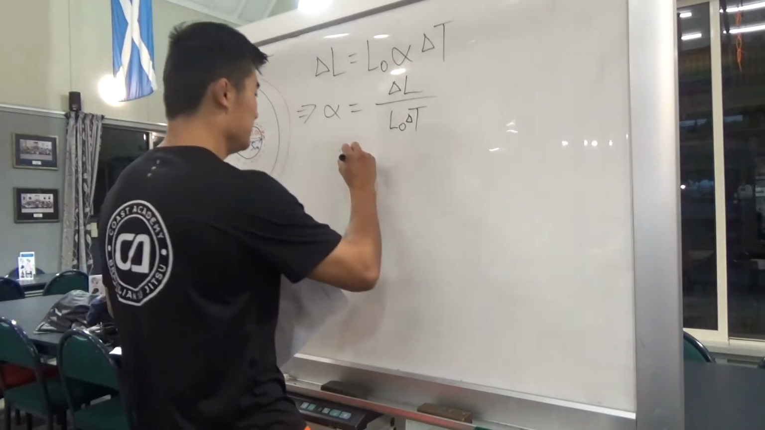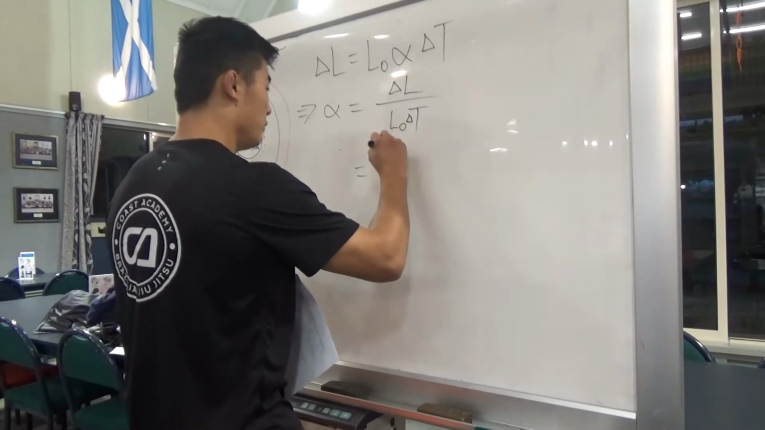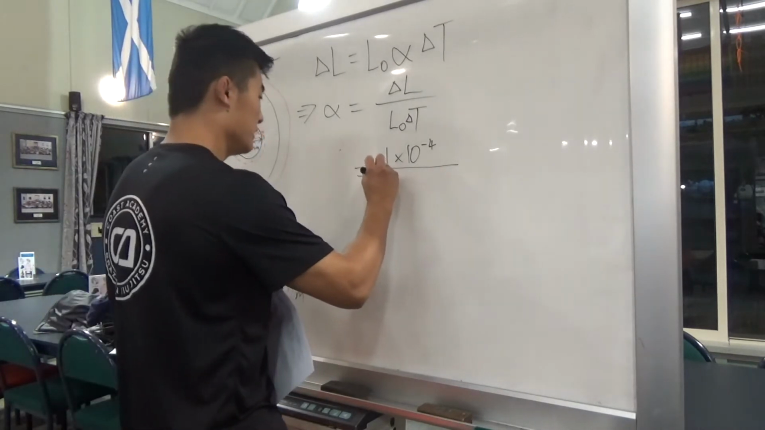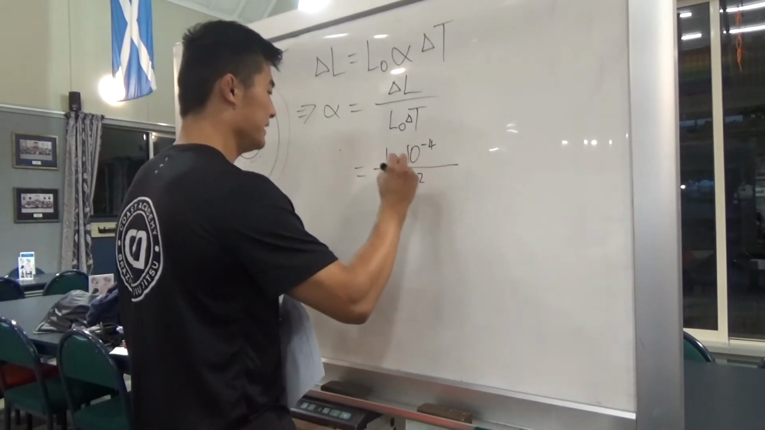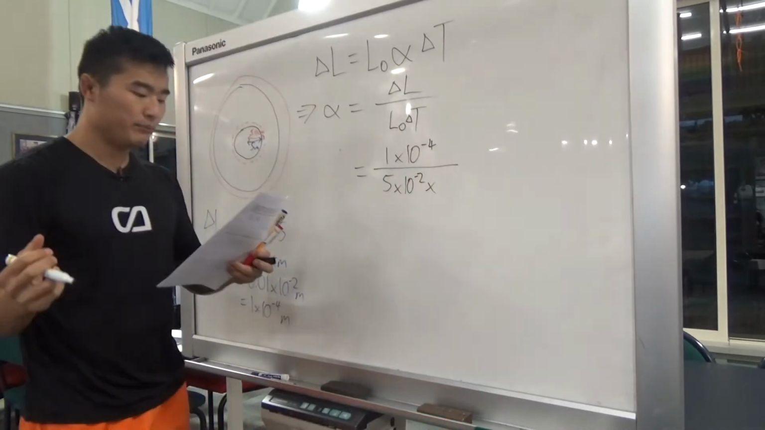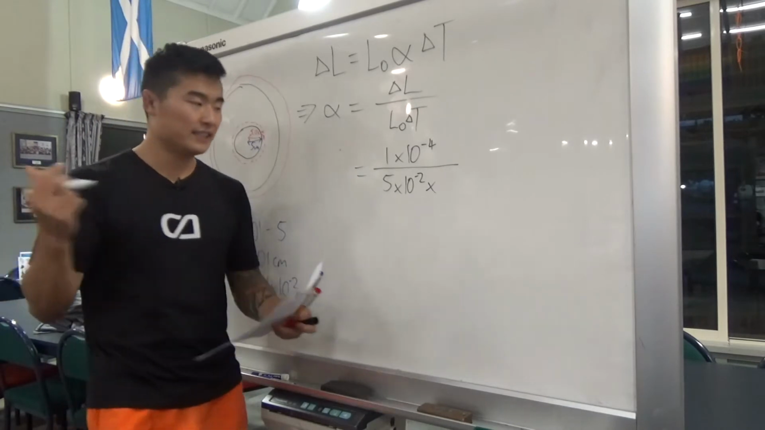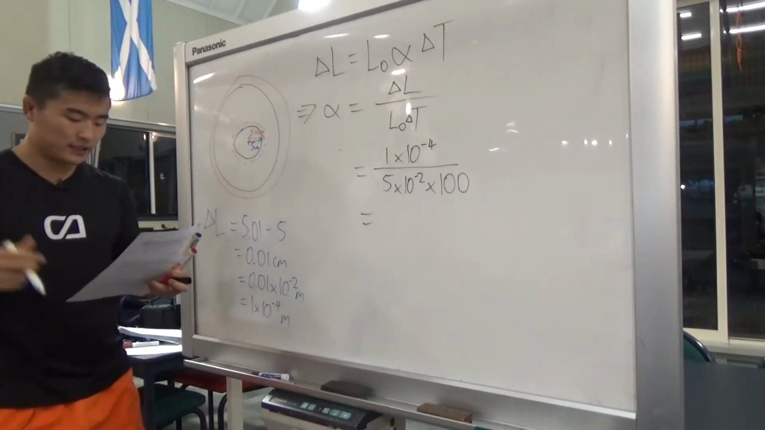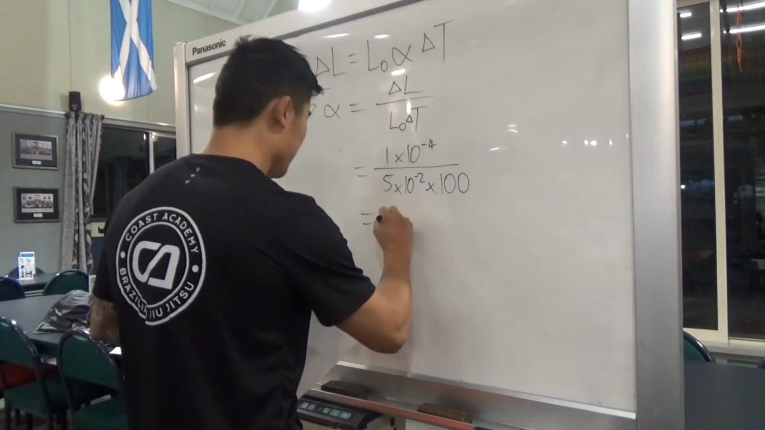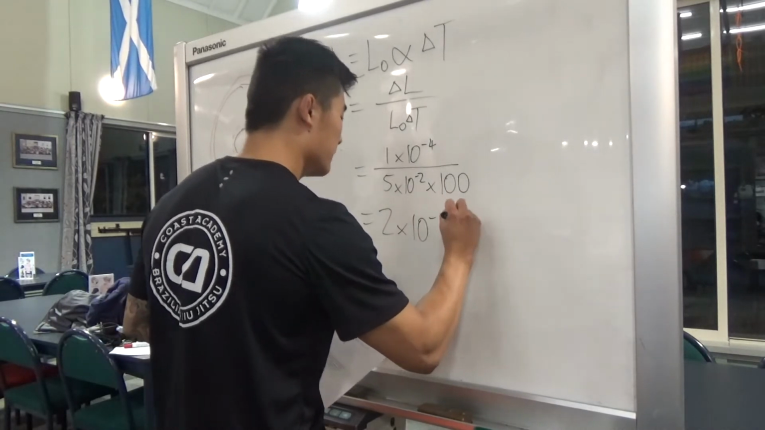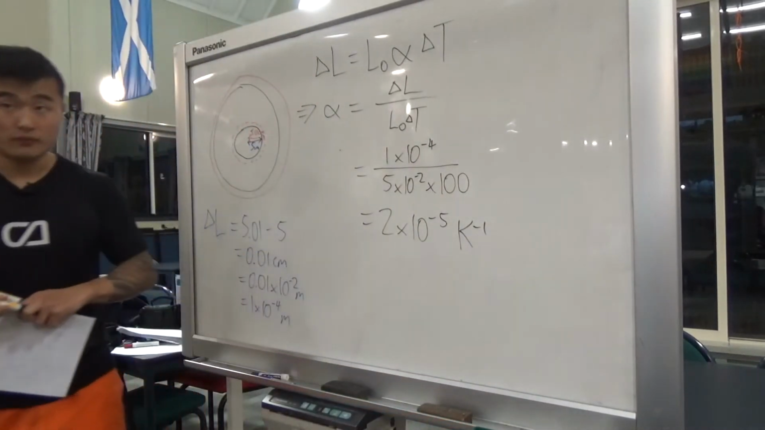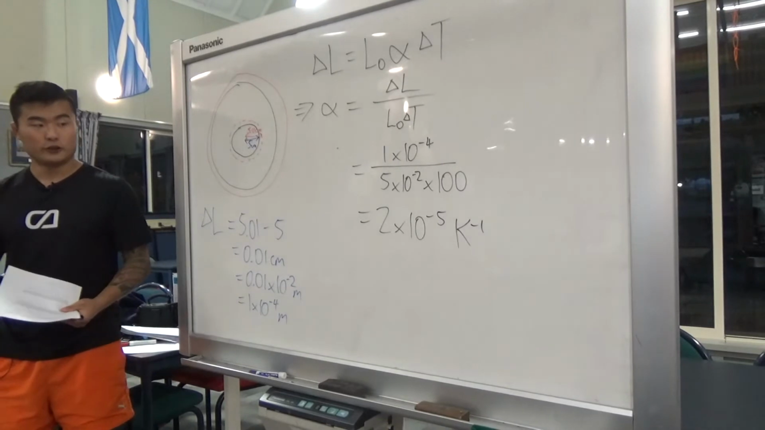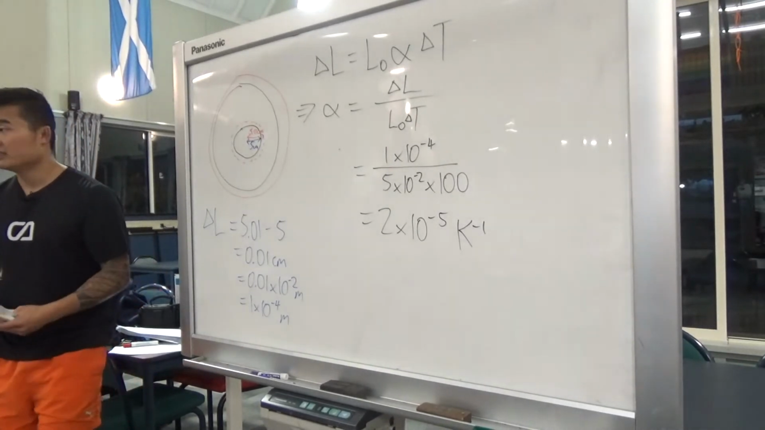All right, so now we'll just put in the numbers. Our change in length is 1 times 10 to the negative 4 over our original length, which is 5 centimeters, so 5 times 10 to the negative 2 meters, multiplied by our change in temperature. It went from 20 to 120, so that's just 100 degrees. And that's going to give you 2 times 10 to the negative 5. And the unit is per Kelvin. So for each degree of Kelvin, that's how much the plate will expand.